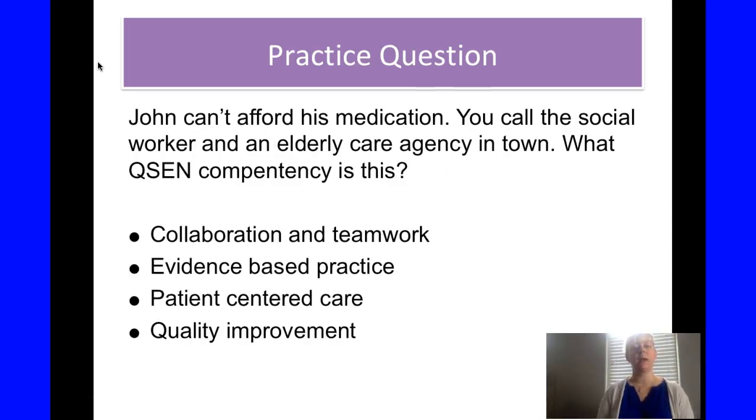All right, John cannot afford his medication. You call the social worker in an elderly care agency in town. What QSEN competency is this? So John can't afford his meds, and you're going to help him out by reaching out to another agency. You're going to call the social worker and the agency, and you're going to work together. So what is that? Collaboration and teamwork.